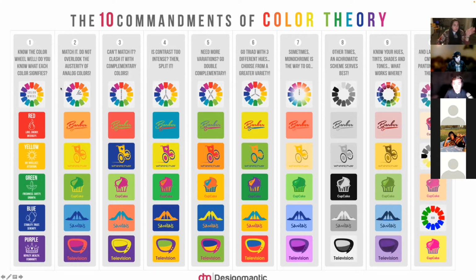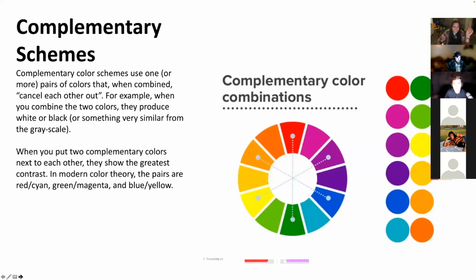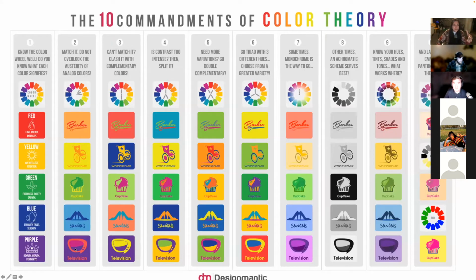So know the color wheel, and know it well. Do know what each color signifies. We'll get into color psychology, but colors do have meanings associated with them. These can be cultural, they can be geographical, and also personal experiences with how people perceive and react to color. It's important to try to guess what your end user will feel when they see your designs.